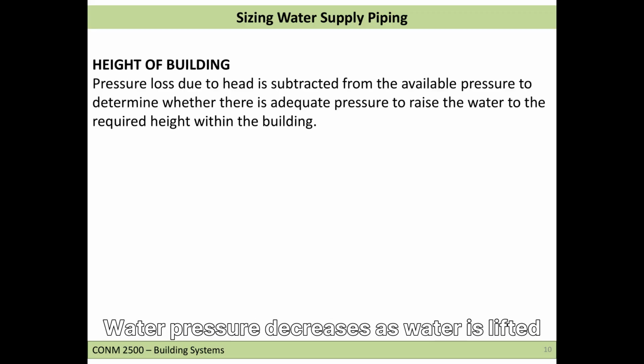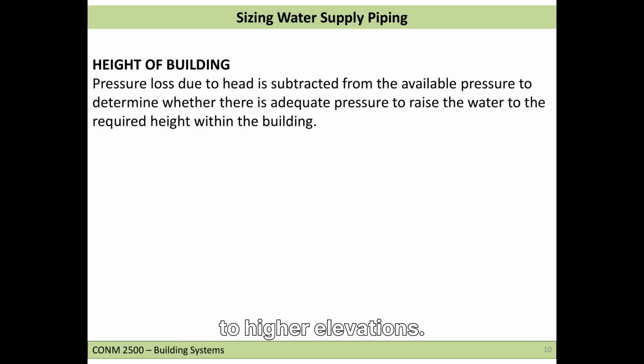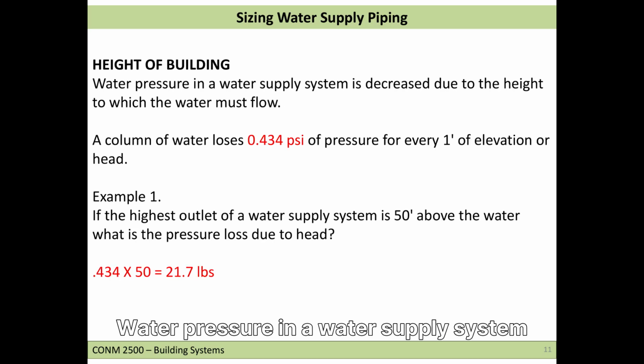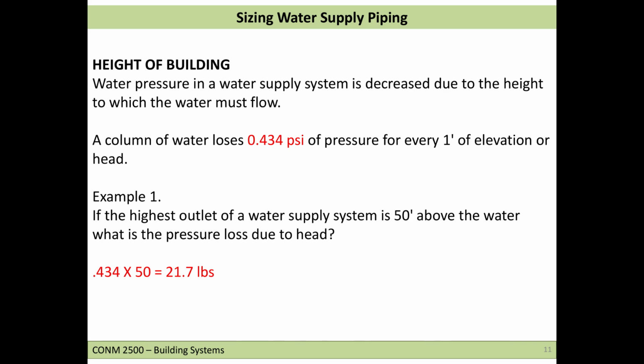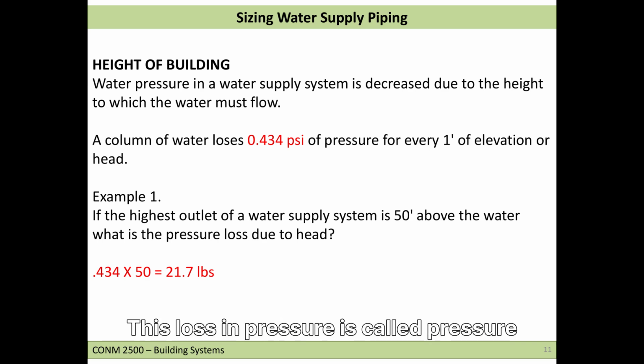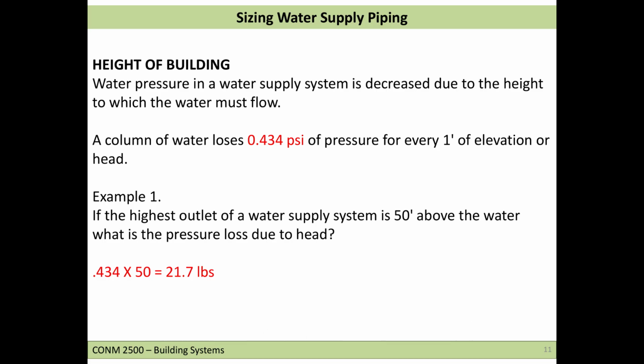The fourth factor is the height of the building. Water pressure decreases as water is lifted to higher elevations. Water pressure in a water supply system decreases as water flows upward through a building. This loss in pressure is called pressure loss due to head. A column of water loses 0.434 psi for every 1 foot of elevation.